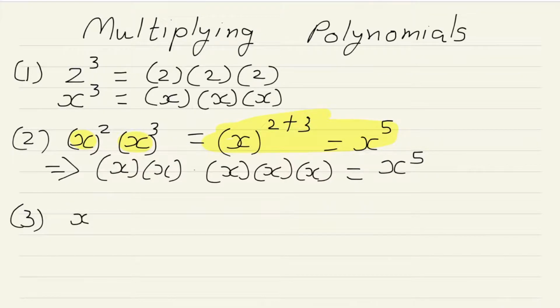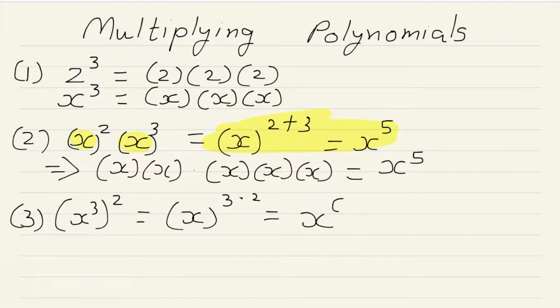What if we have x cubed raised to the second power? When we have a power raised to another power, we just multiply those exponents. So in this case, it would be x to the 3 times 2. So that's x to the 6th power.